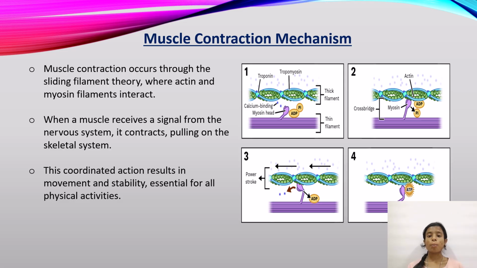In the first stage, tropomyosin, the thick filament, and the thin filament are present, whereas in the second, actin and the cross-bridge are present, with myosin bound to ADP and Pi. In the third, only the power stroke occurs and ADP will be present.